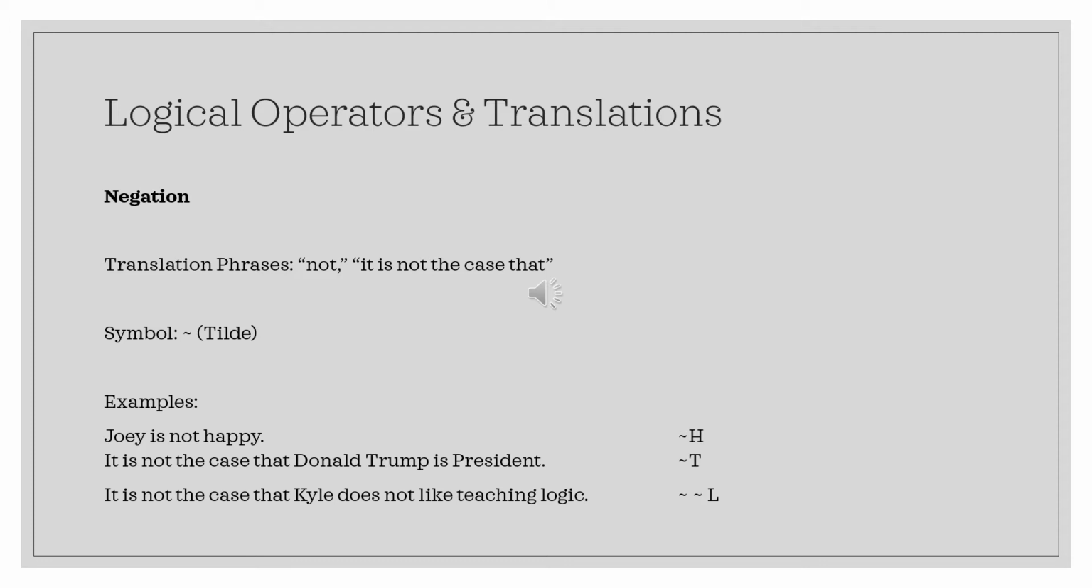And here's an interesting one. It is not the case that Kyle does not like teaching logic can be translated as not not L. That's an interesting case because basically what's going on here is we've got a double negative. This statement starts off with "it's not the case that," and then follows with "Kyle does not like teaching logic." So it's not the case that he does not like teaching logic. Well, that would be not not. So now we have two negations, and basically these two negations can be stacked like this. You could have three negations, you could have four negations, right? But basically the sentence letter L here is going to be "Kyle does like teaching logic," and then not not, right, is how this sentence would be translated.